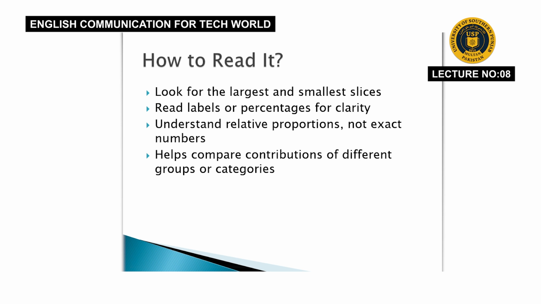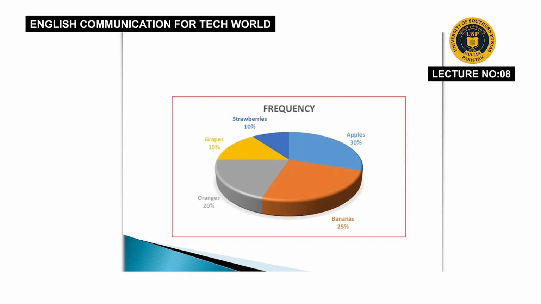Through simple visual comparison, pie charts help readers understand the distribution of data easily. As you can see in this pie chart, it is showing a frequency of apples, bananas, oranges, grapes, strawberries, which is a frequency of different categories of fruits. So this is an example. You can see how a pie chart looks.